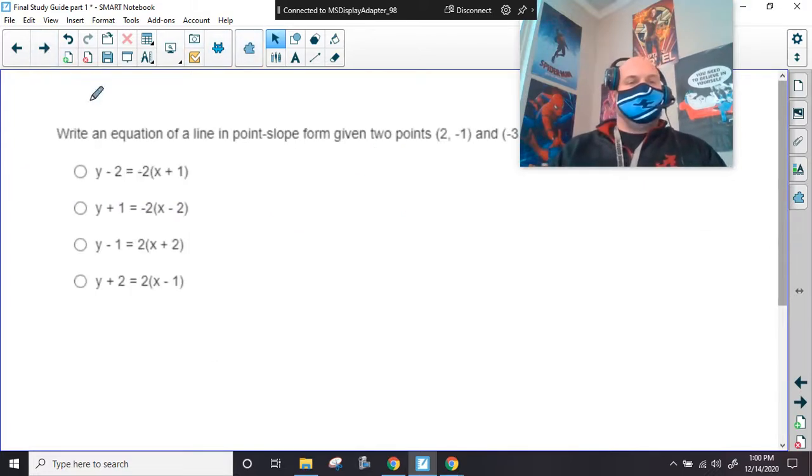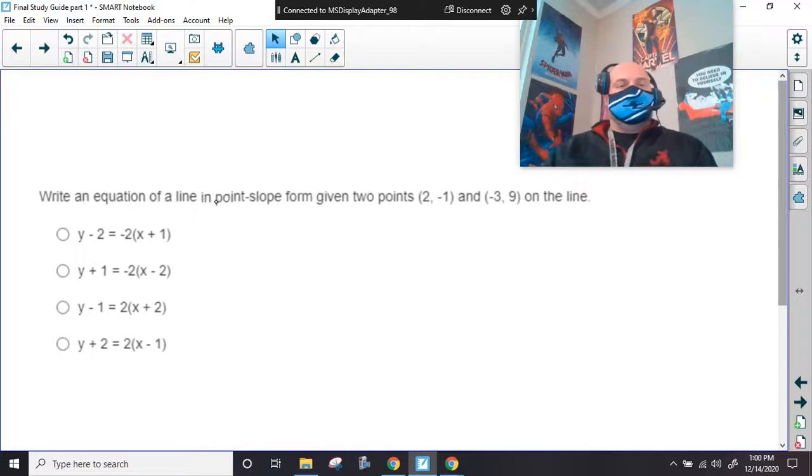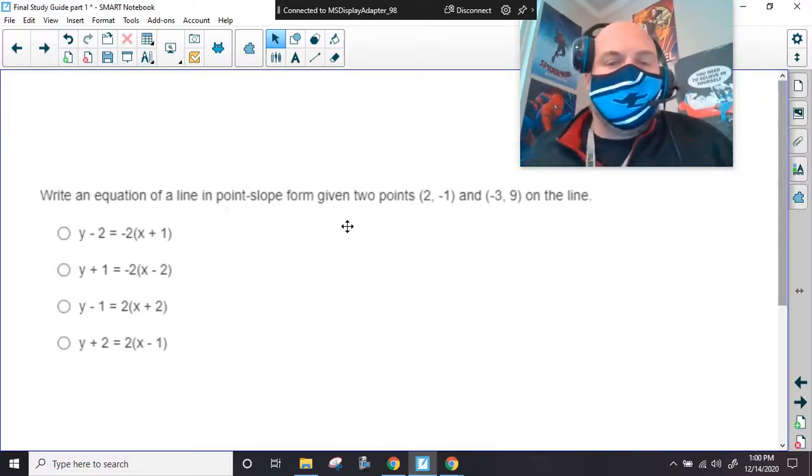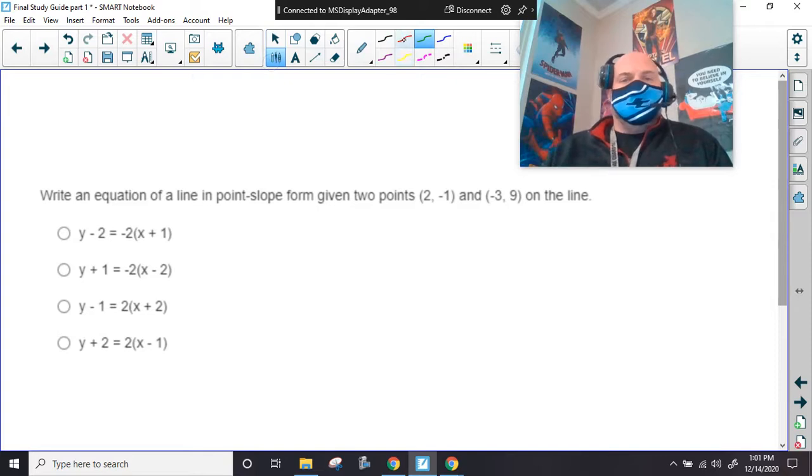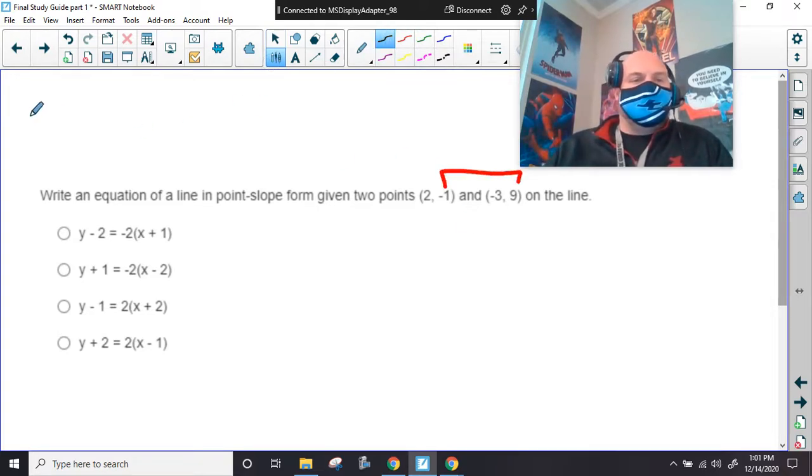Okay. Write an equation in point slope form given 2 points, this and this. All right, first thing we have to do is find slope. Okay, remember slope, there's 2 ways I taught this.